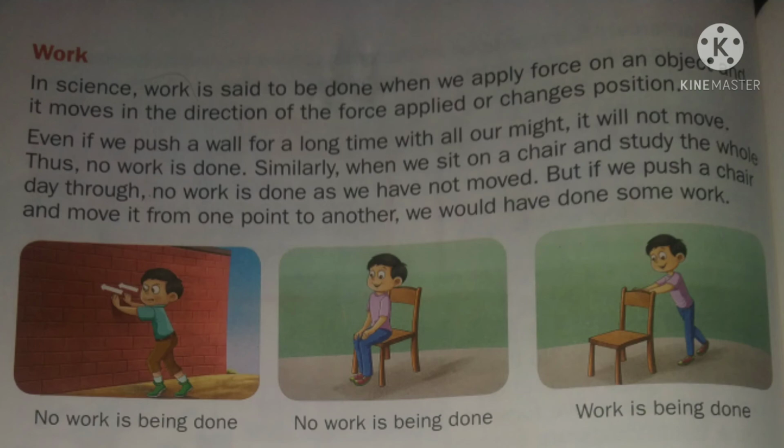In this picture, we can say the work is done. Why? Because that boy in the picture is applying force on the chair and the chair is moving. So we can say that work is being done. Now, I hope it is clear that work is being done when a force is applied on a particular object and the object moves in the direction of the force applied or changes its position.